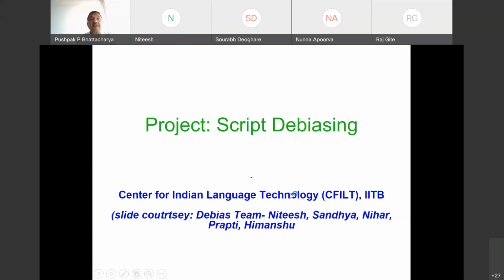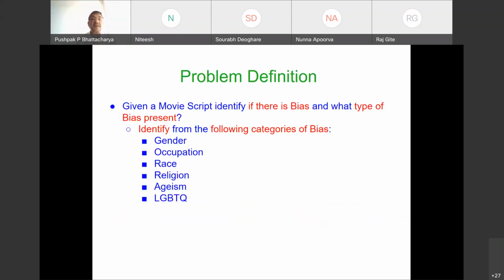So here again, the annotation situation is complex. Given a movie script, we should identify if there is bias and what type of bias is present. And we have decided to identify from the following categories of bias: gender, occupation, race, religion, ageism, LGBTQ. So there are 6 categories.